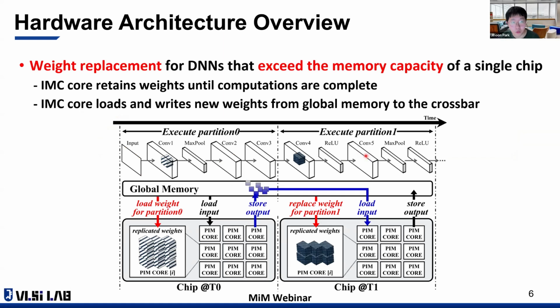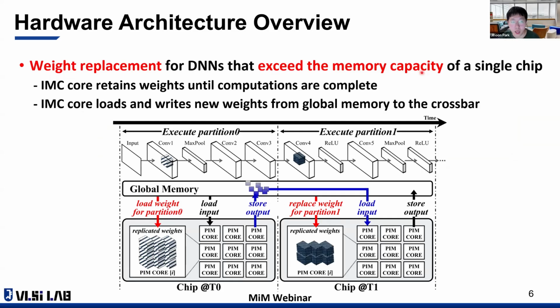So here's my hardware architecture overview. We take a similar hierarchy structure, and we have this pre-configured chip, and we want to make it execute the model in multiple partitions. So we do a weight replacement for DNNs that exceed the memory capacity of a single chip.